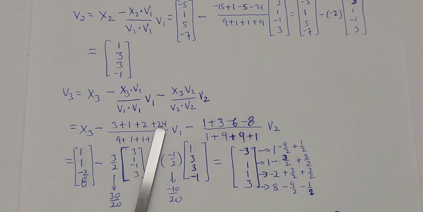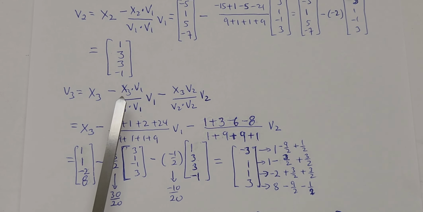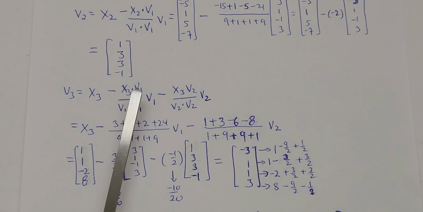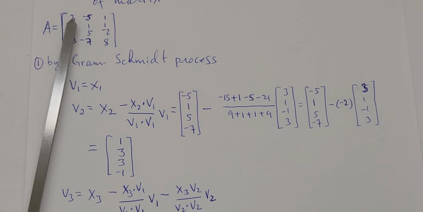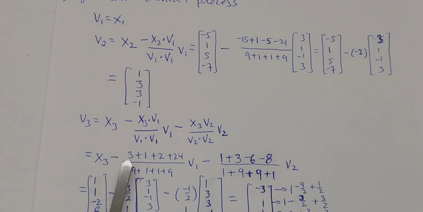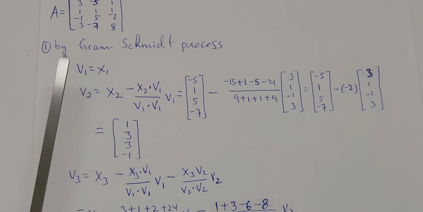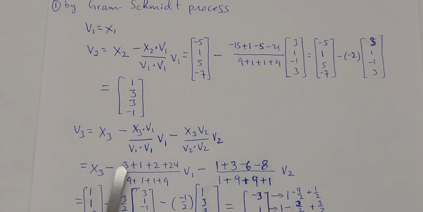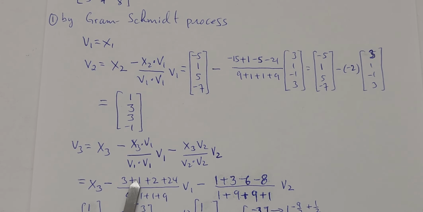So where did I get all these numbers for the top, and where did I get all these numbers in the bottom? So column 3 times column 1. So 1 times 3 gives me this 3. 1 times 3 gives me this 3. Okay, next, 1 times 1 gives me this positive 1.